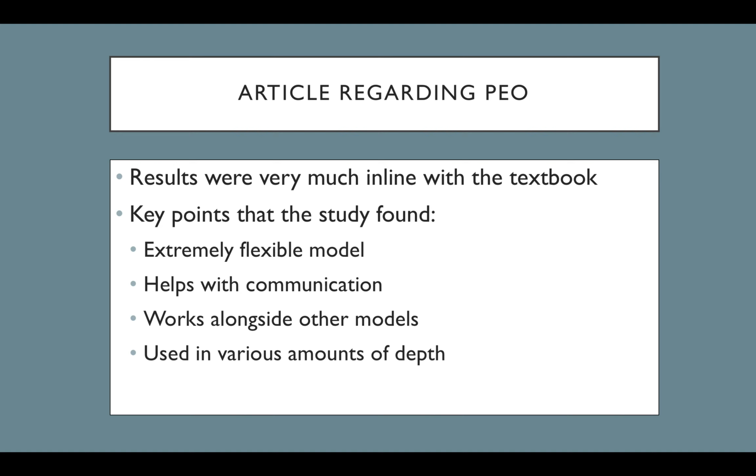So in an article that I read and I posted on Blackboard, they discussed the use of the PEO model specifically in an acute healthcare setting, and this is just a good example of how you could integrate the PEO model into occupational therapy. So they talked about how the OTs use this model, and they often feel that this is an extremely flexible model. It really helps them with communication, whether they're communicating with the patient's family, or other professions. They can use it to work alongside other models, and they can use it in varying amounts of depth. And these results were really in line with what the textbook stated that this model should be able to do. So I found that really important and interesting. And it really showed that this model can be used in real life settings.